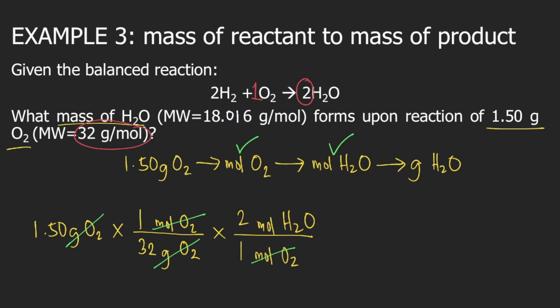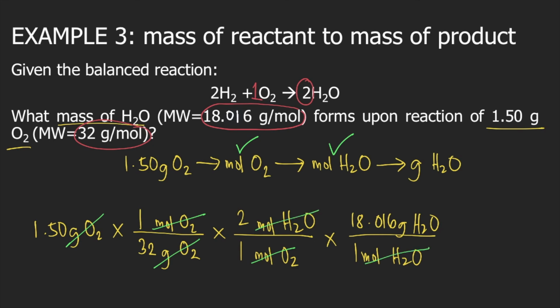And finally, you use the molar mass of water, which is 18.016 grams per mole. 1 mole of H2O is equivalent to 18.016 grams of H2O. So moles of H2O will cancel, and the final unit is grams of H2O. And if you solve this entire conversion in your calculator, you will get 1.689, and the unit is grams of water. So this is the answer to the question.